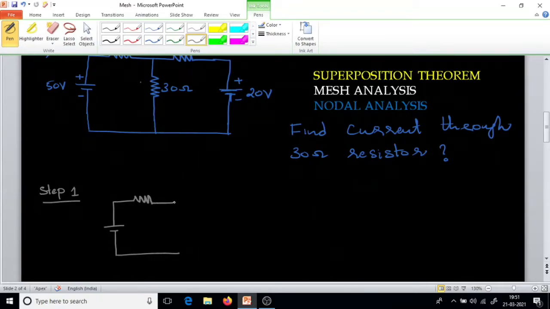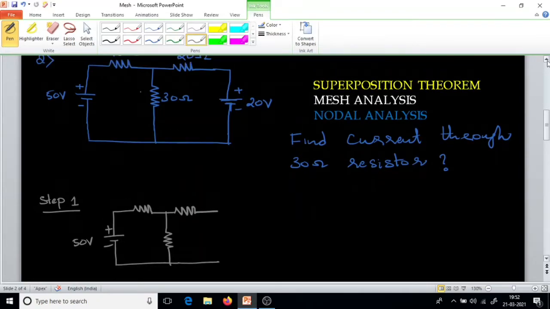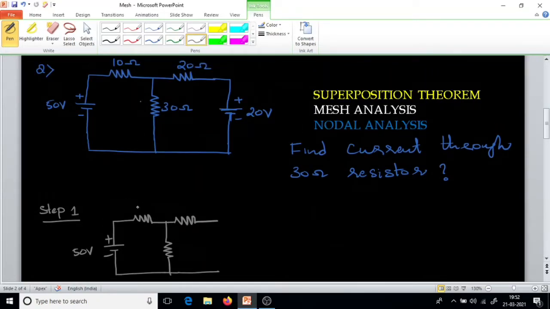We have three resistors in this network. This is the 50 volt voltage source, with resistors 10 ohm, 20 ohm, and 30 ohm, and we are going to deactivate the second source. How do you deactivate a voltage source? We have to use a short circuit. This voltage source is replaced by a short circuit.